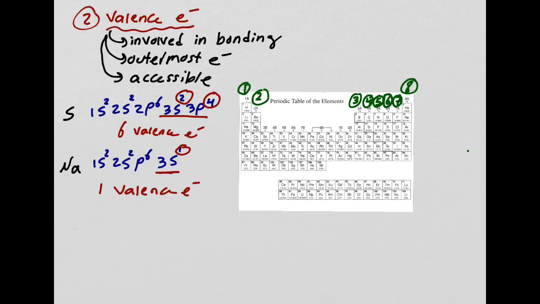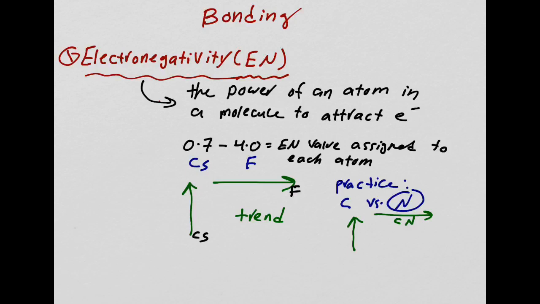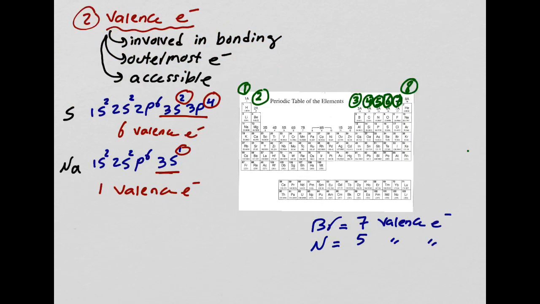Okay, so let's do a practice problem right now. Answer me fast. Br, how many valence electrons does Br have? Hopefully you're saying that Br has 7 valence electrons. Good job. Ready for the next one? Nitrogen. How many valence electrons does nitrogen have? Yes, it has 5 valence electrons. So you have to remember valence electrons and electronegativity in order to do bonding, which we will continue next time. Nice job.